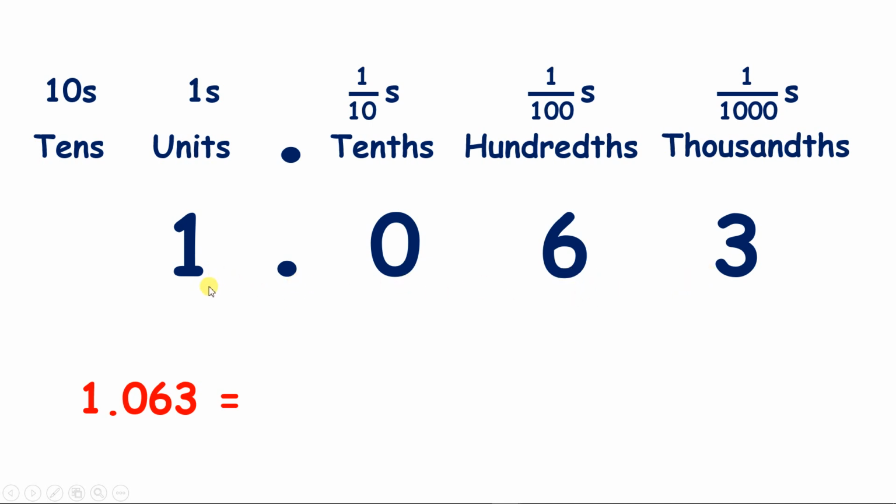1.063 says that you've got 1 whole of something. You've not got any tenths, so that 0 is important because it tells you that you've not got any tenths, but you do have 6/100ths and 3/1000ths.